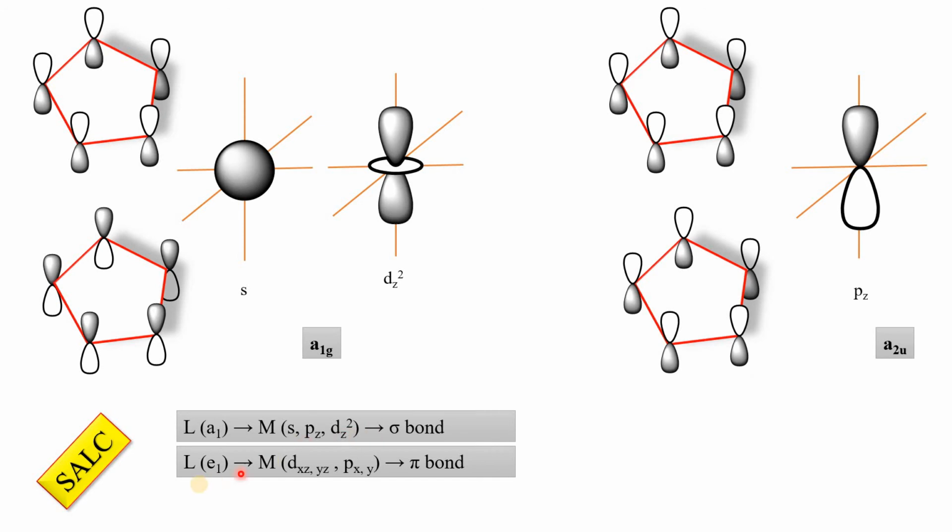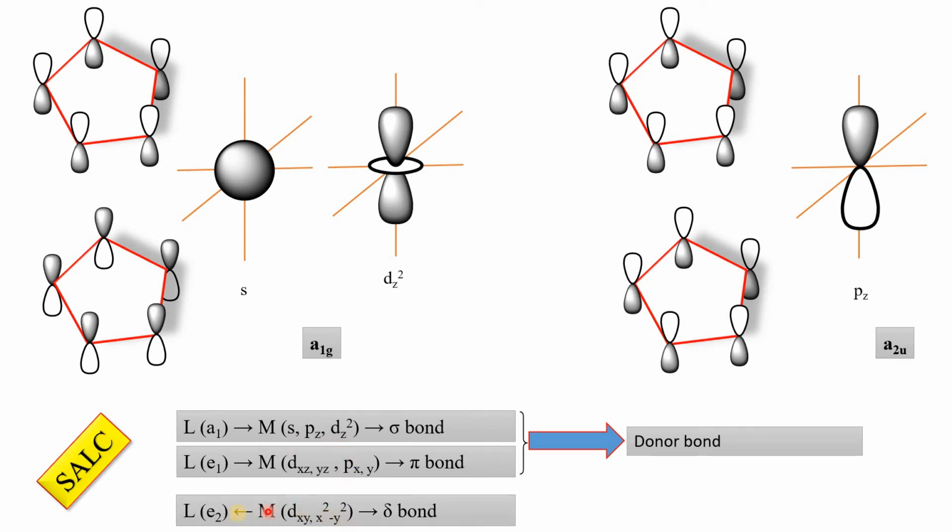Second, there is flow of electrons from the ligand E1 orbital to the metal DXZ, DYZ, PX or PY, because the symmetry of the metal DXZ, DYZ or PX, PY is not matching with the previous orbital, it is matching with the E1 orbital which has one nodal plane. So there is a formation of the pi bond, and these two bonds are collectively called the donor bond. Donor means there is a transfer of electron density from ligand to the metal orbitals.